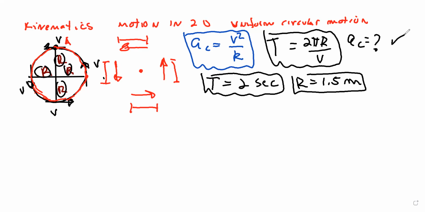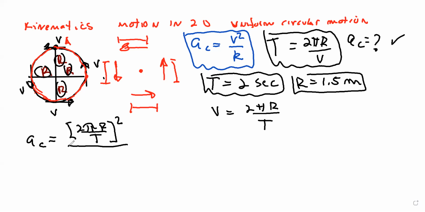So you have your formula. You don't have the velocity, but you can solve because the velocity is going to be 2 pi r divided by the period. And then you can plug it in. So the centripetal acceleration is going to be 2 pi r divided by the period, all squared, divided by the radius.